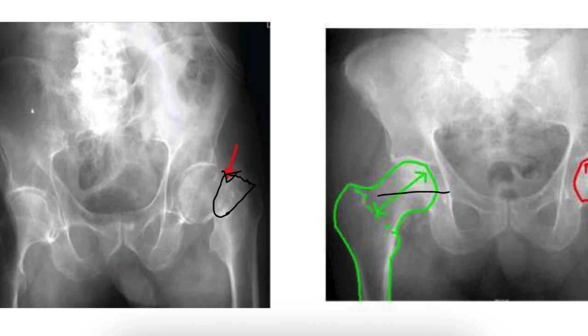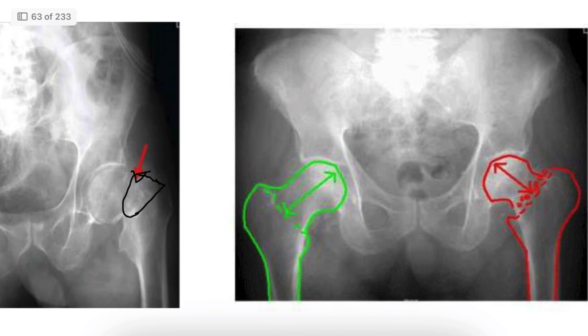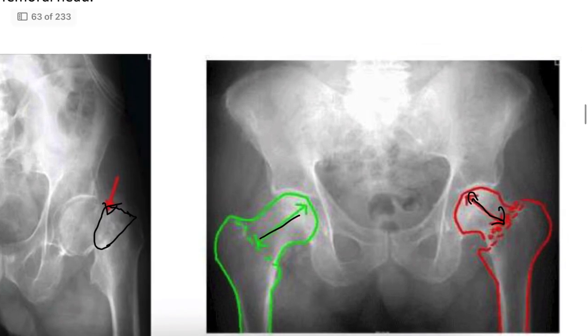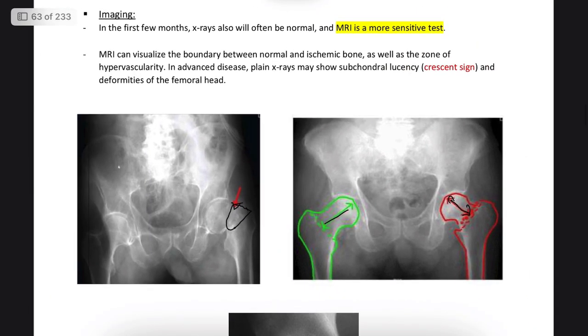Okay. Next one, joint space will get narrow. If you are seeing this here, there is a femoral head fracture and the joint space gets narrow. Okay. X-ray is for bone collapse and MRI is for early detection. These are the main things for avascular necrosis.